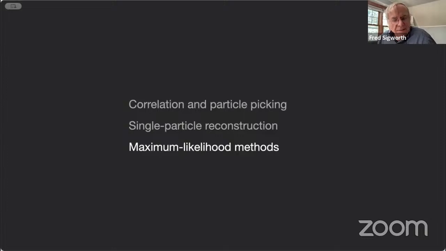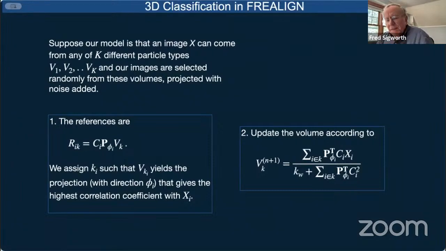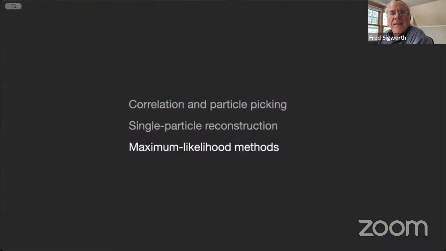So FreeAlign is really cool. It uses the Wiener filter, and the problem that it ran into in its early versions is that you have to assign a particular orientation to each particle image, and that makes a kind of sticky optimization where bad assignments early on remain bad later on. So more modern programs use maximum likelihood.